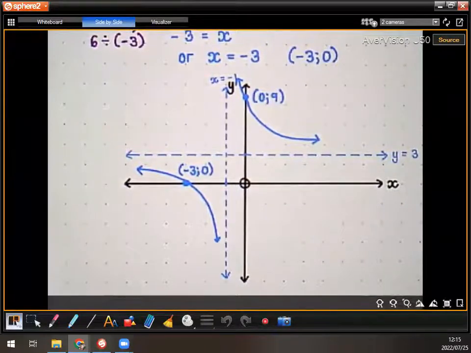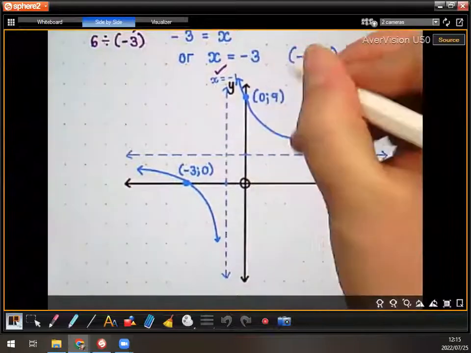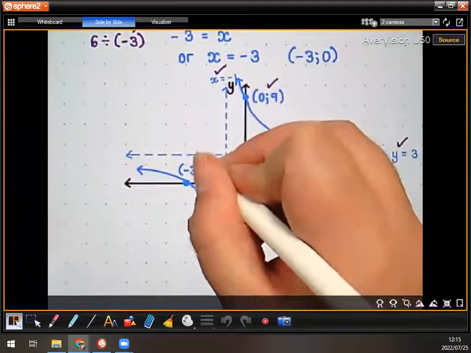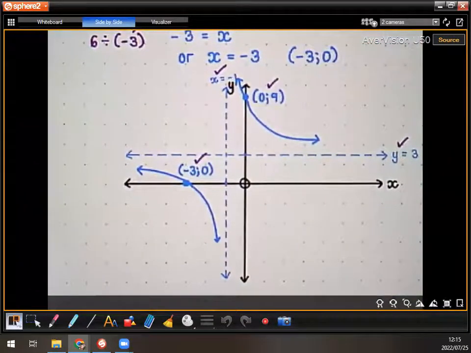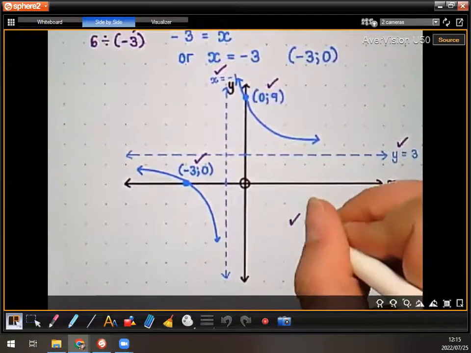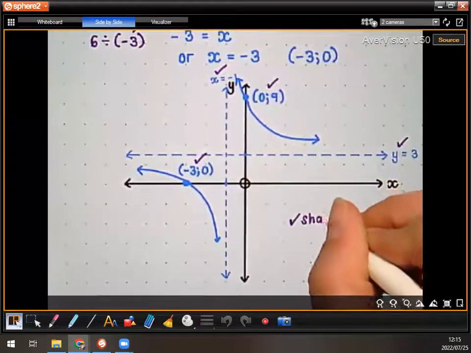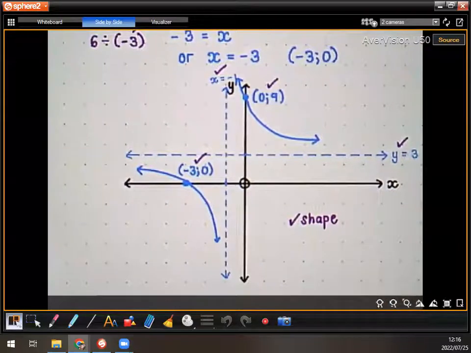Okay, guys, again, 5 marks. We can put the mark allocations in here, 1 for each asymptote, 1 for your y-intercept, 1 for your x-intercept, and then 1 more for shape. Shape meaning that it's a curve. Okay, and it's going towards the asymptote.